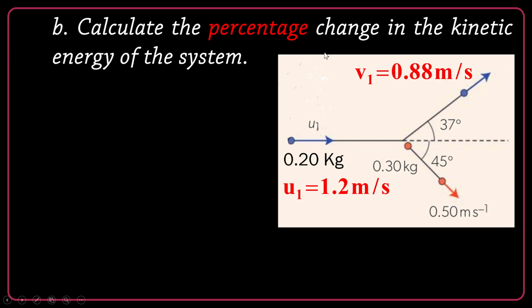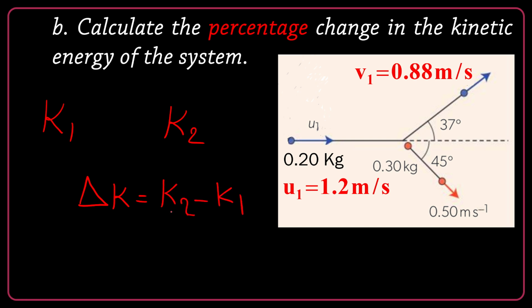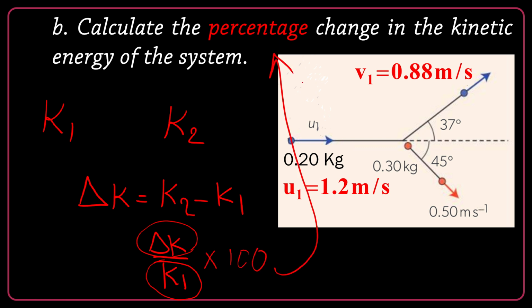Part B, calculate the percentage change in the kinetic energy of the system. What do I mean by percentage change? Actually, the total kinetic energy of the system before the collision is K1. After the collision, the total kinetic energy is K2. Change in kinetic energy is K2 minus K1. New minus old. And then delta K over K1 is fractional change. I mean, change in kinetic energy divided by initial kinetic energy. And if I multiply it by 100, it's going to be the percentage change.